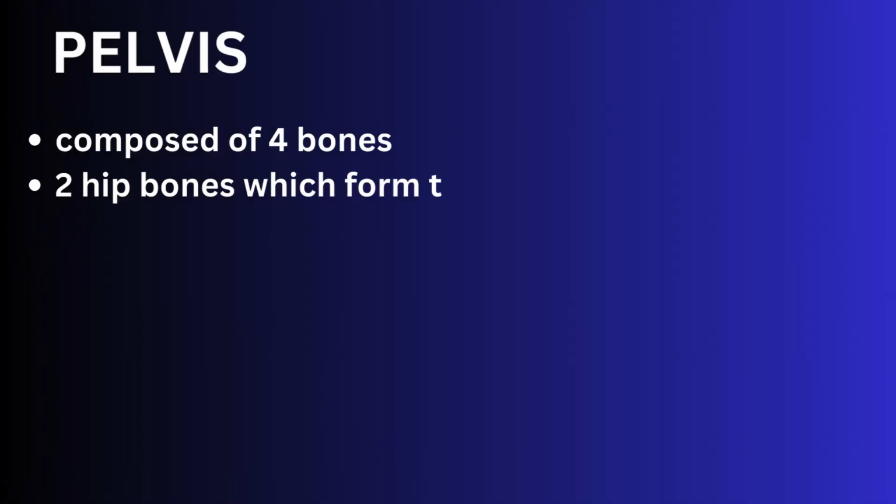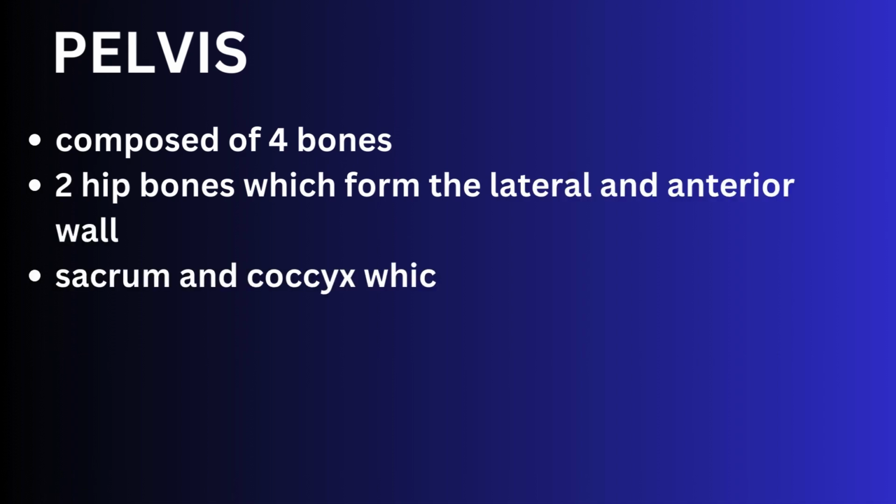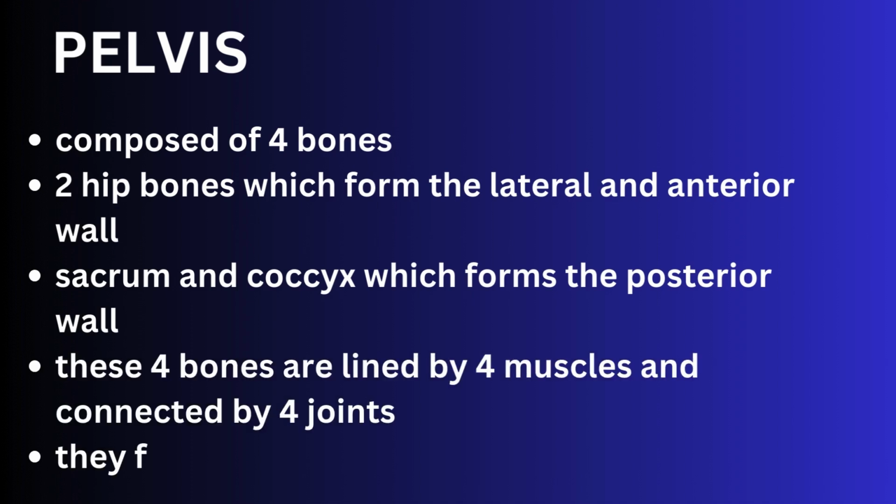The pelvis is composed of four bones: two hip bones, which form the lateral and the anterior wall, the sacrum and the coccyx, which form the posterior wall. These four bones are lined by four muscles and are connected by four joints. They form a basin-shaped structure.